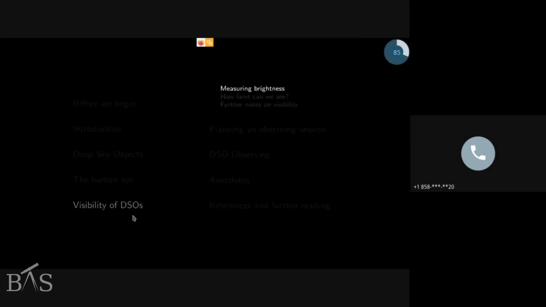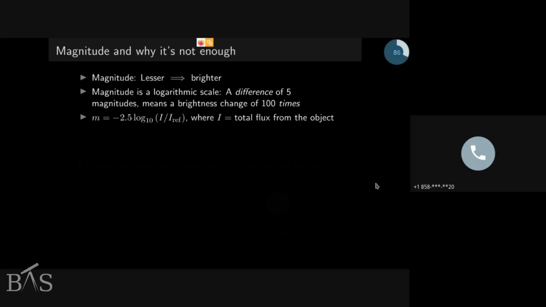So measuring brightness in astronomy, we normally measure the brightness of an object through the magnitude scale, right? I assume that everyone has familiarity with the magnitude scale. Otherwise, here's a 3-second introduction to it. Magnitude is a number where the lesser the magnitude, the brighter it is. For example, -5 magnitude is much brighter than 0 magnitude, which is much brighter than 5th magnitude. So it's inverted, God knows why.